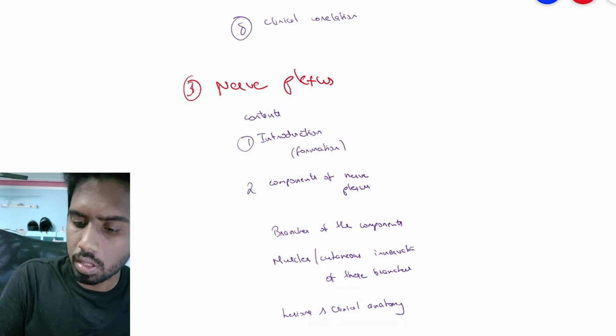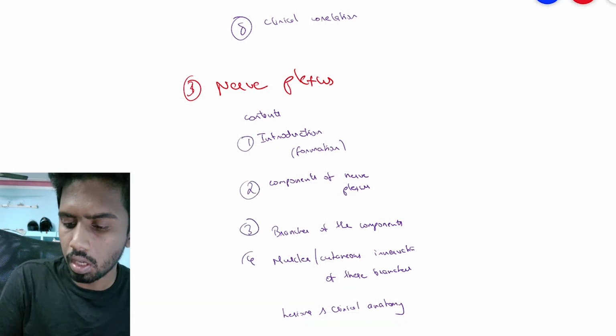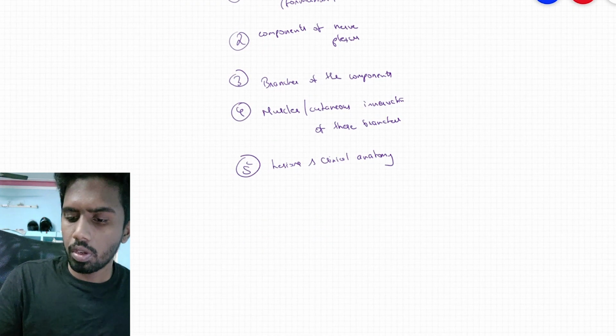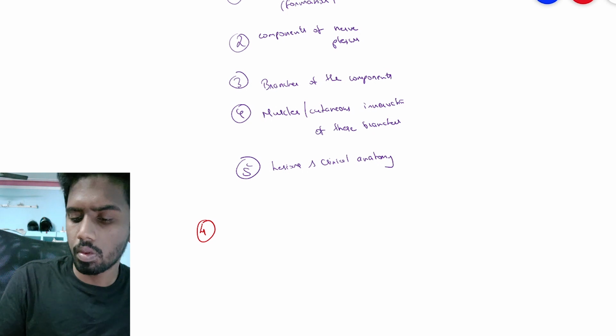So these are all the headings you need to put in if they ask you about any nerve. Moving on to artery.